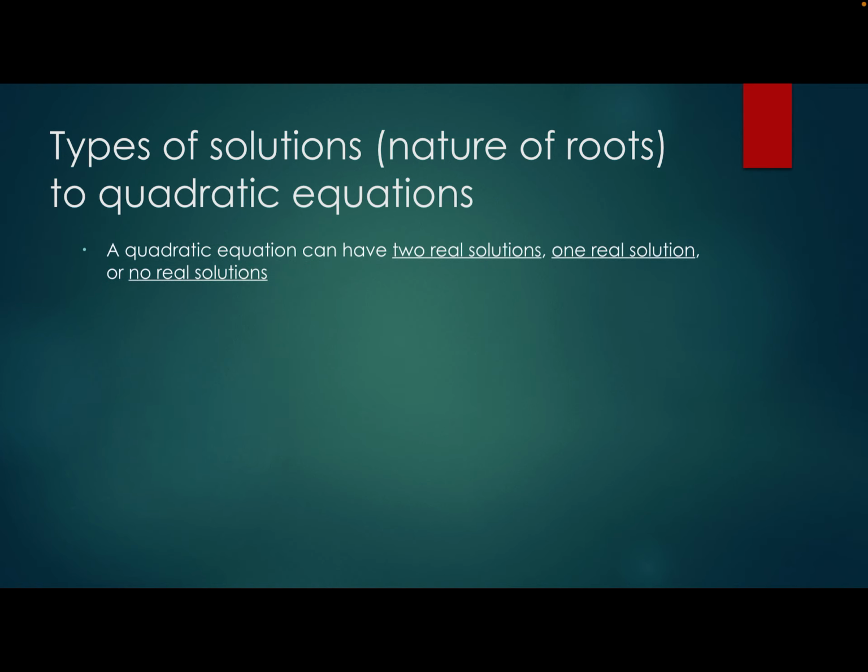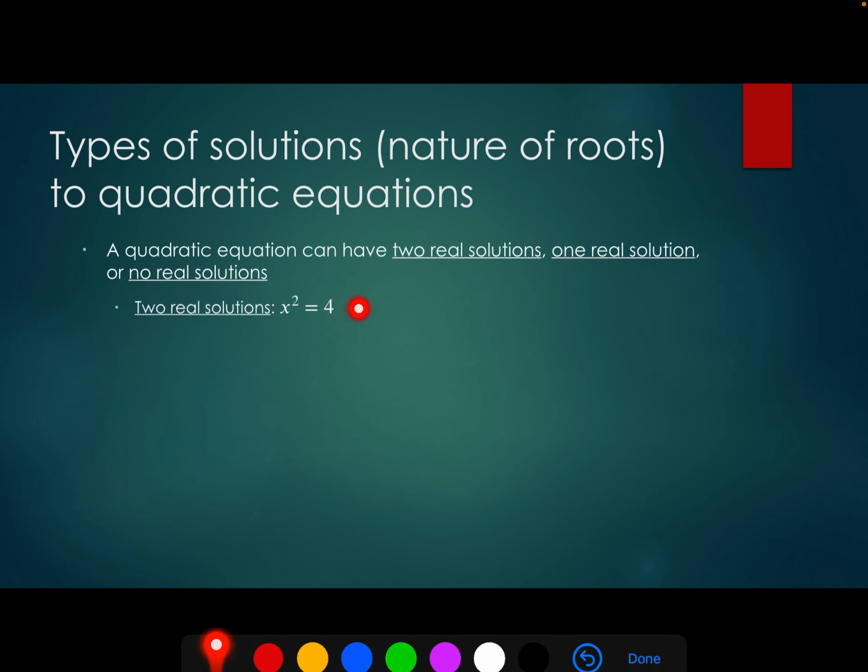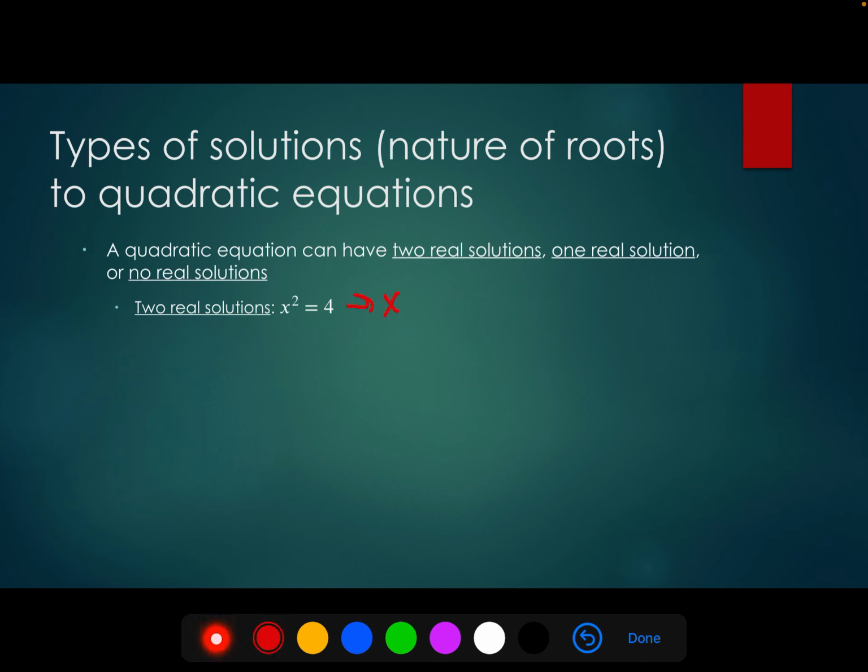So a quadratic equation can have either two real solutions, one real solution, or no real solutions. An example of two real solutions would be x squared is equal to 4, because if we solved this, we would get x is equal to 4 or negative 4. Right here we have two real numbers that are both solutions, so two real solutions. Next, we have one real solution, which is something like x squared is equal to 0. If we solved this, you would just get that x is equal to 0, and that's the only solution, right? So we say that there's one real solution.